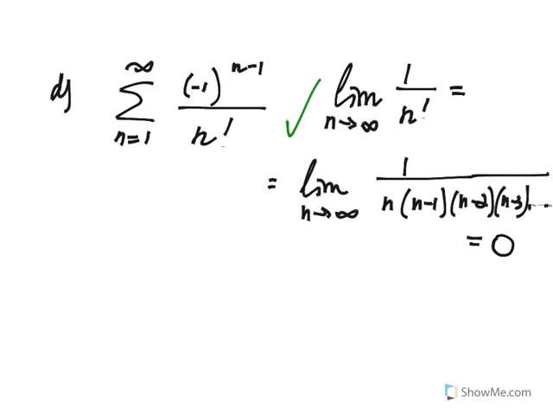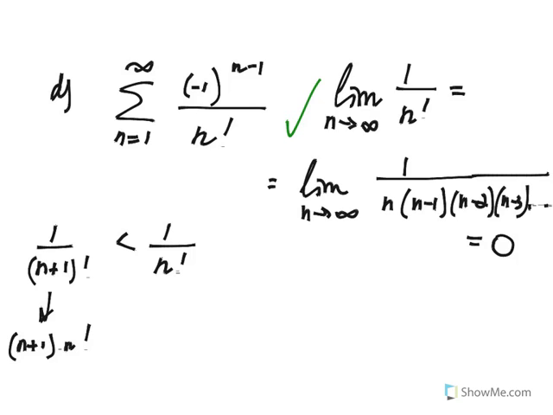Now we need to check the second condition, just to see if this sequence is smaller than 1 over n factorial. And it is, because this one is n plus 1 times n factorial, and this one is only n factorial on the bottom. So this part right here makes your denominator bigger, the whole fraction smaller. So yes, the second condition also works. And that means your whole series converges.